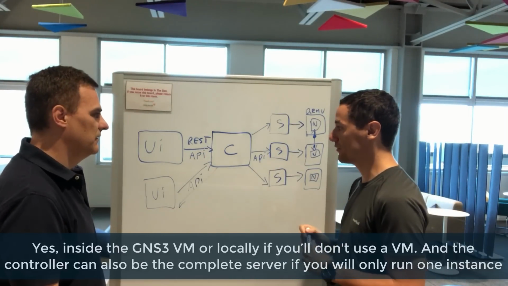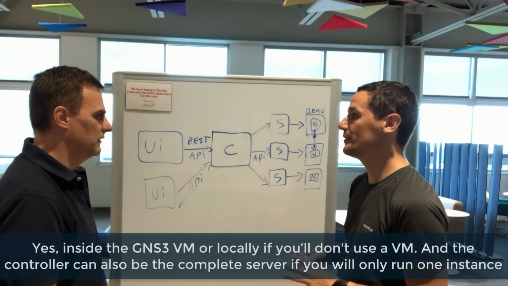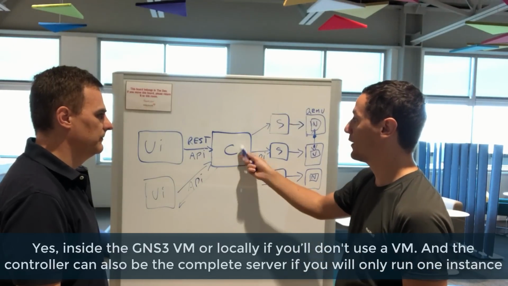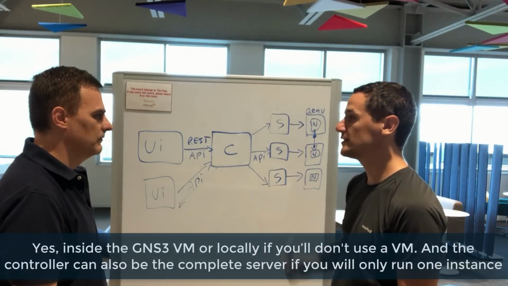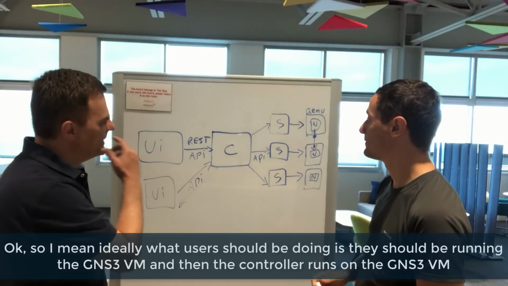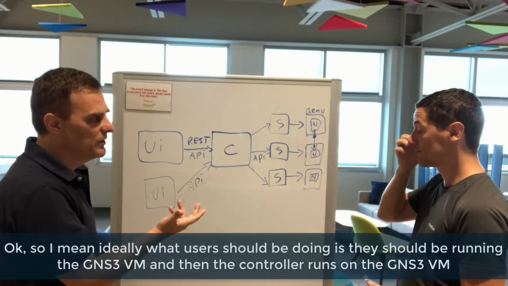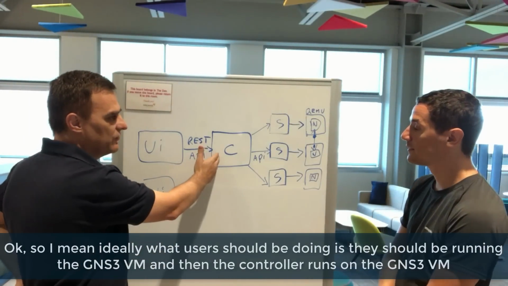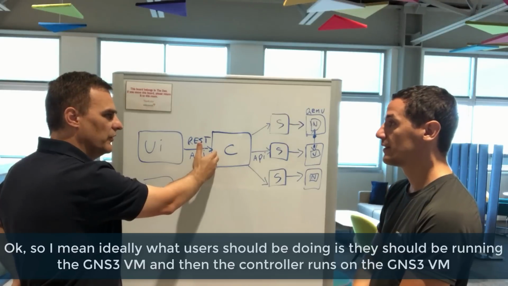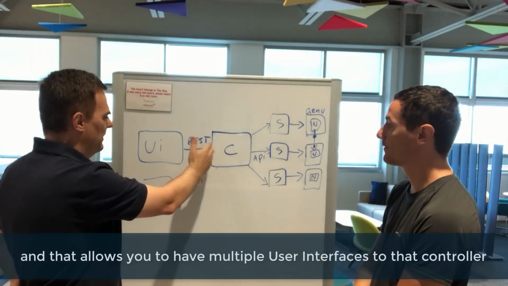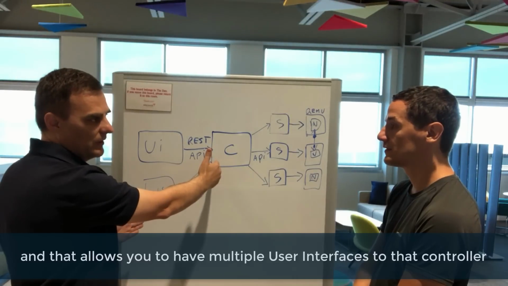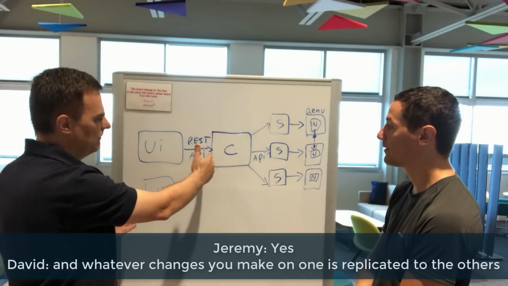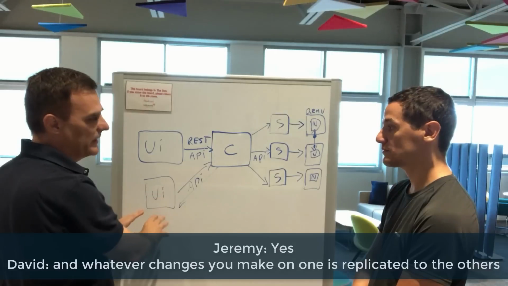Yeah, inside the GNS3 VM or locally if you don't use the VM. Okay. And the controller can also be the compute server if you only run one instance. Okay. So ideally, what users should be doing is running the GNS3 VM, and the controller runs on the GNS3 VM. Yes. And that allows you to have multiple user interfaces to that controller. Yes. And whatever changes you make on one is replicated to the others.